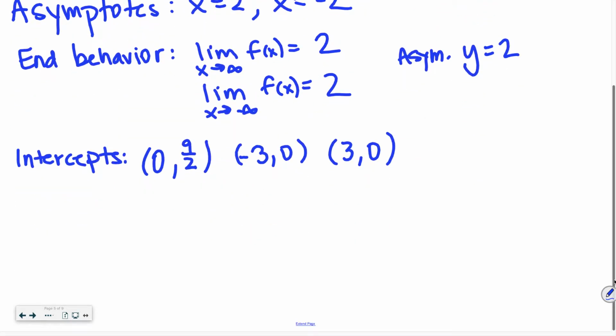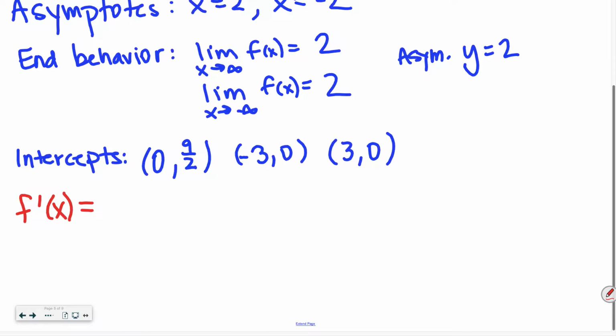I plugged 0 in for x, and so we had negative 18 over negative 4, and we simplified to this. What are we going to have to use to find our derivative? Quotient rule. Okay, you ready?